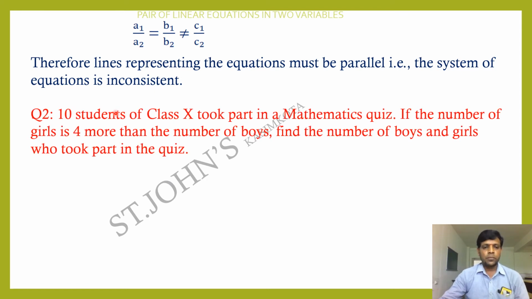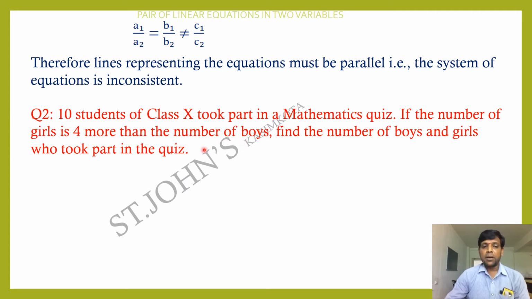Question number 2. 10 students of class 10 took part in a mathematics quiz. The number of girls is 4 more than the number of boys. Find the number of boys and the number of girls who took part in the quiz. So what is the given question? 10 students of class 10 took part in a mathematics quiz. The number of girls is 4 more than the number of boys.